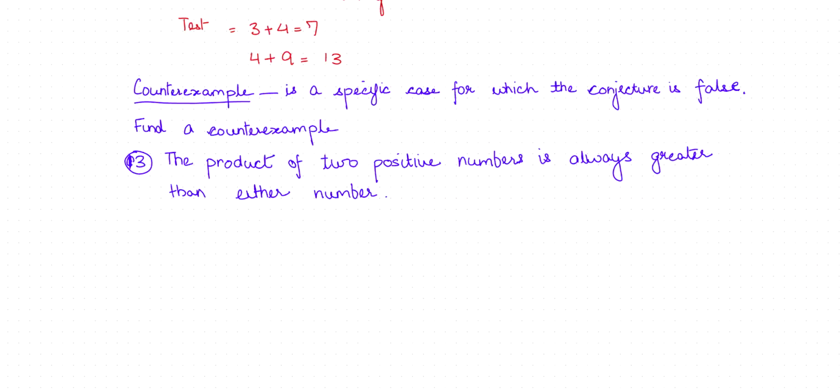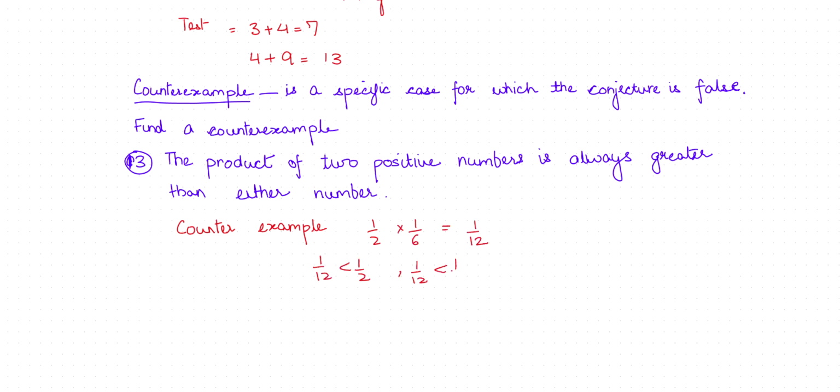This is a statement given: the product of two positive numbers is always greater than either number. We have to find a counterexample. For the counterexample we can take 1/2 as a positive number and another number 1/6. If we multiply these, we get 1/12. So we can say that 1/12 is less than 1/2, and also 1/12 is less than 1/6.